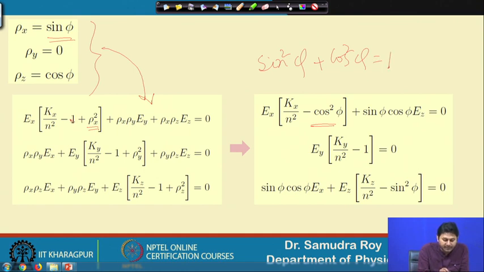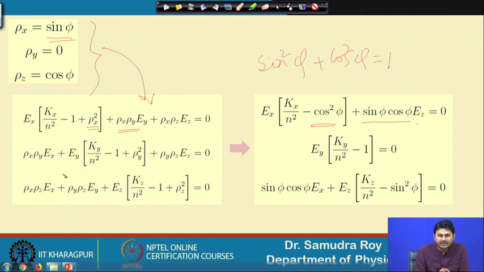If I take minus common, then 1 minus sin square phi, and 1 minus sin square phi is cos square phi. That is why it is written as minus cos square phi. Then rho x rho y and rho x rho z. Rho x rho y is 0 because rho y is 0. Rho x rho z is sin phi cos phi, and then I have E z.